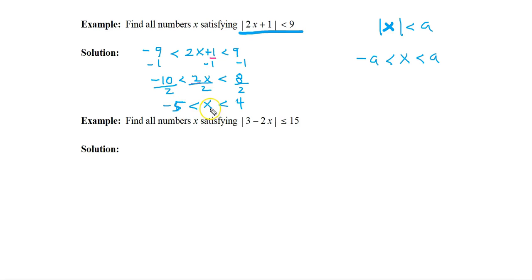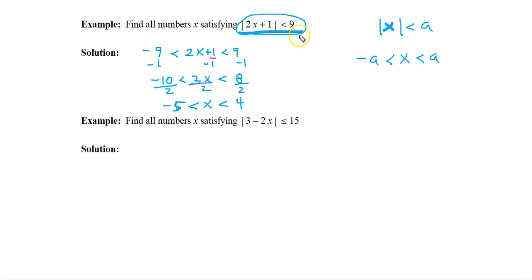So all the numbers x between -5 and 4 satisfy this inequality up here. For example, if I say x is 3, notice that if we put 3 in here for x, we get 6 plus 1, that's 7. The absolute value of 7 is less than 9. On the other hand, if I pick a number x that is not in here, like say 6, if I put 6 in here for x, I get 12 plus 1, that's 13. The absolute value of 13 is not less than 9.